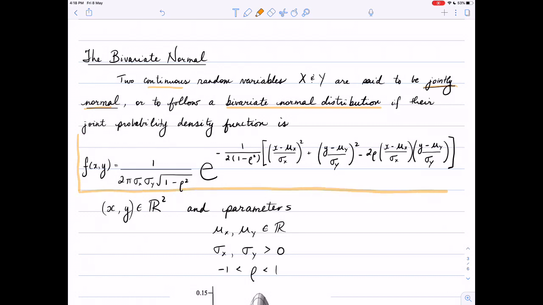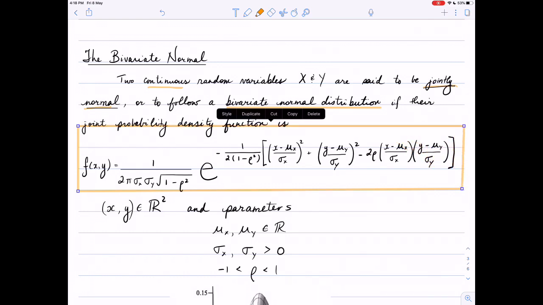So let's take a look at this monster here. It actually isn't as bad as you might think. If we take a look at it piece by piece, it's not as insane as you might think.